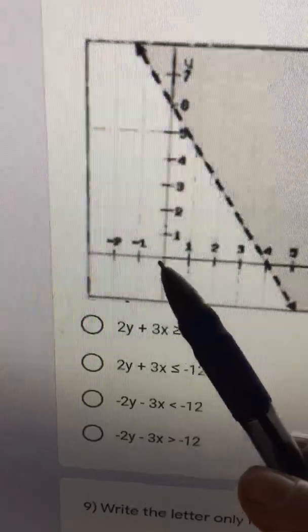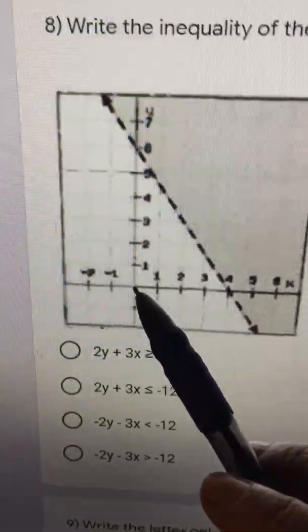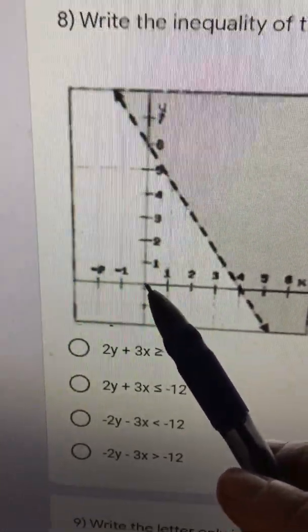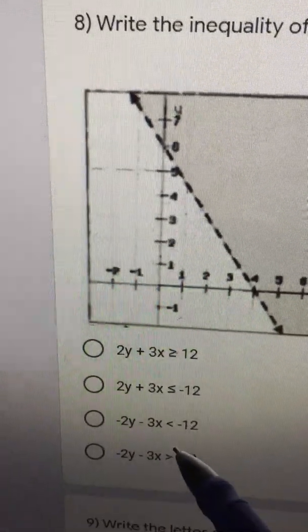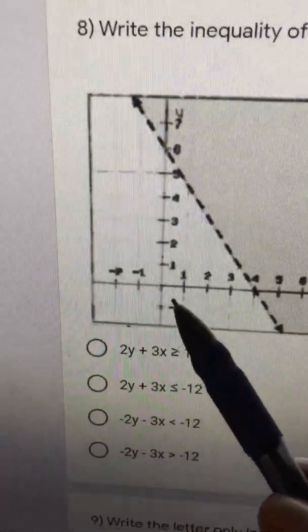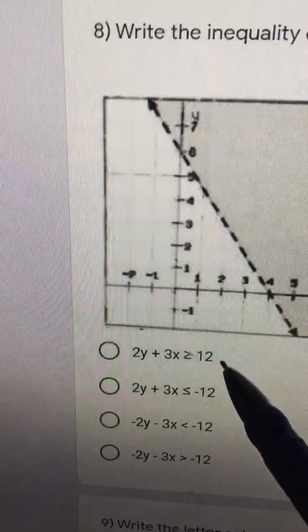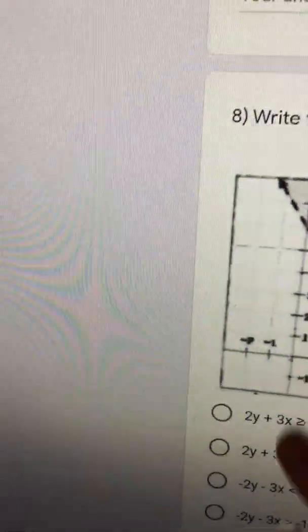I'm hoping I can just go test this point. Now notice (0, 0) is not a solution. So when I plug this into these two equations, I'm looking for the one that gives me a not solution. So I want the one that's false for (0, 0). So this is number 8. Let me go find number 8 here on my paper.